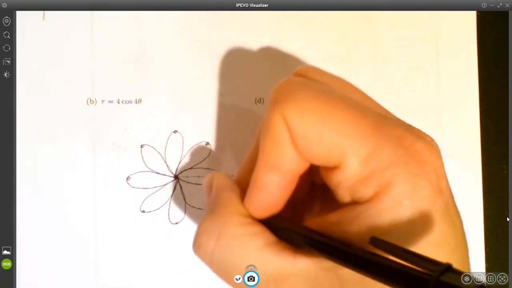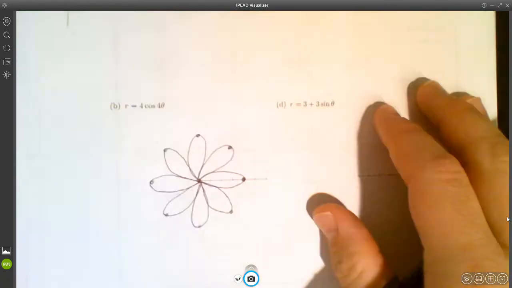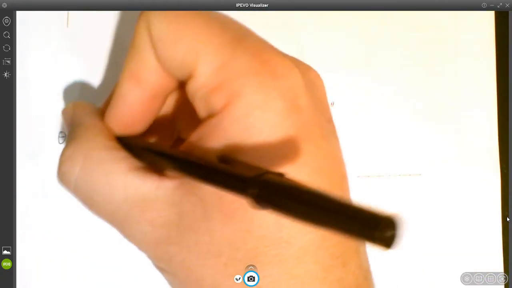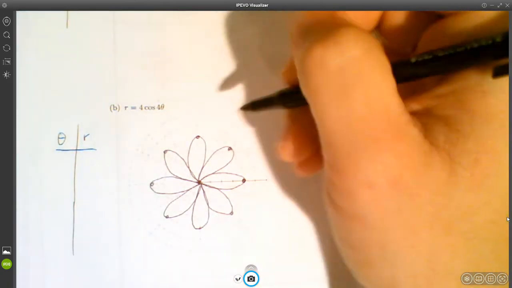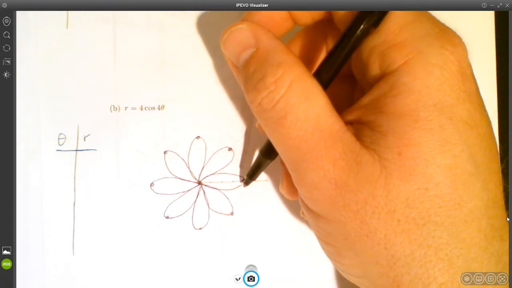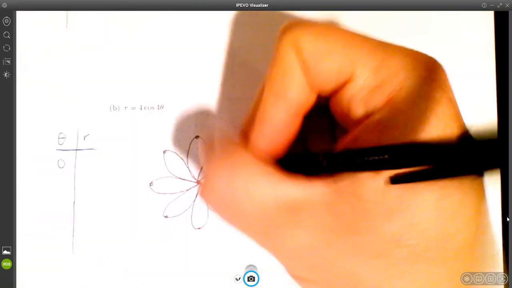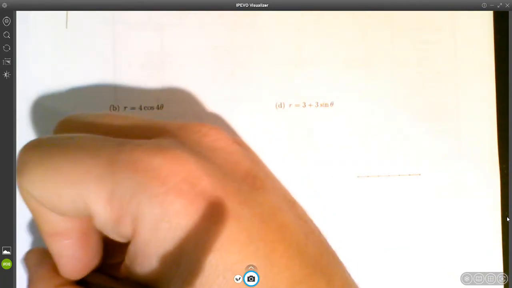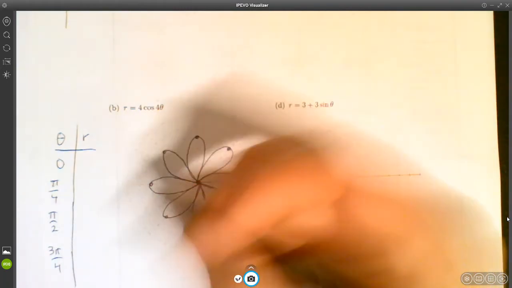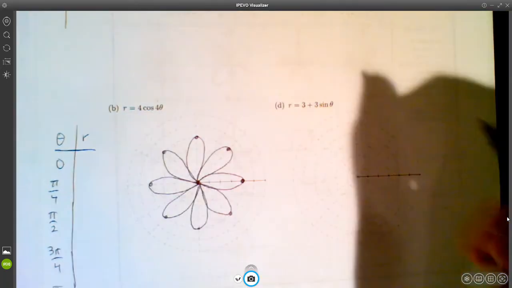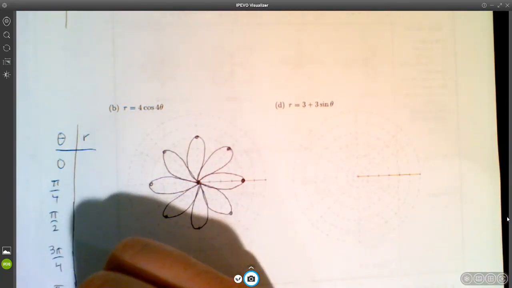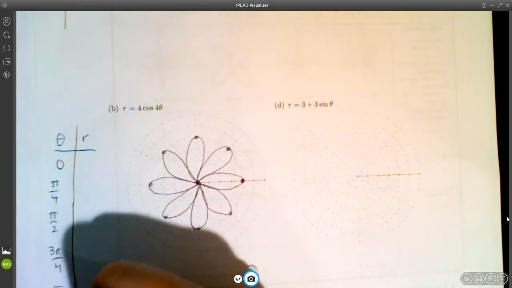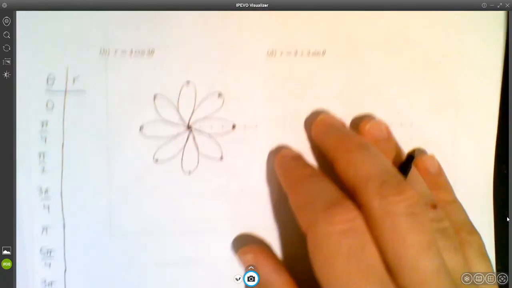This is not the way that the curve actually gets traced out if you make your table of values. But the picture is going to end up looking like this. Let me just show you what I mean. If I plug in 0, and then pi over 4, and then pi over 2, and then 3 pi over 4, and then pi, 5 pi over 4, 3 pi over 2, and 7 pi over 4. So if I plug in each of these, what do I get?